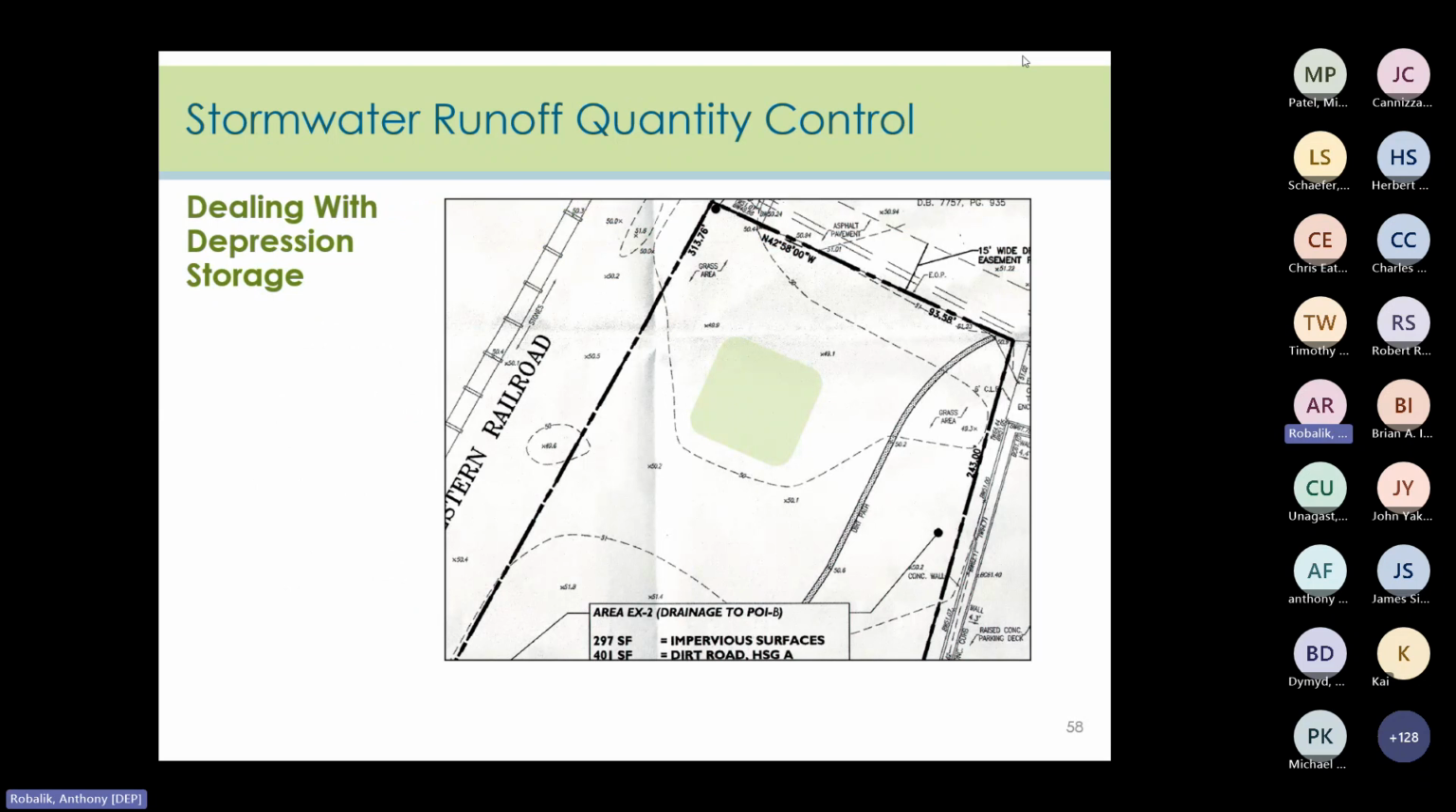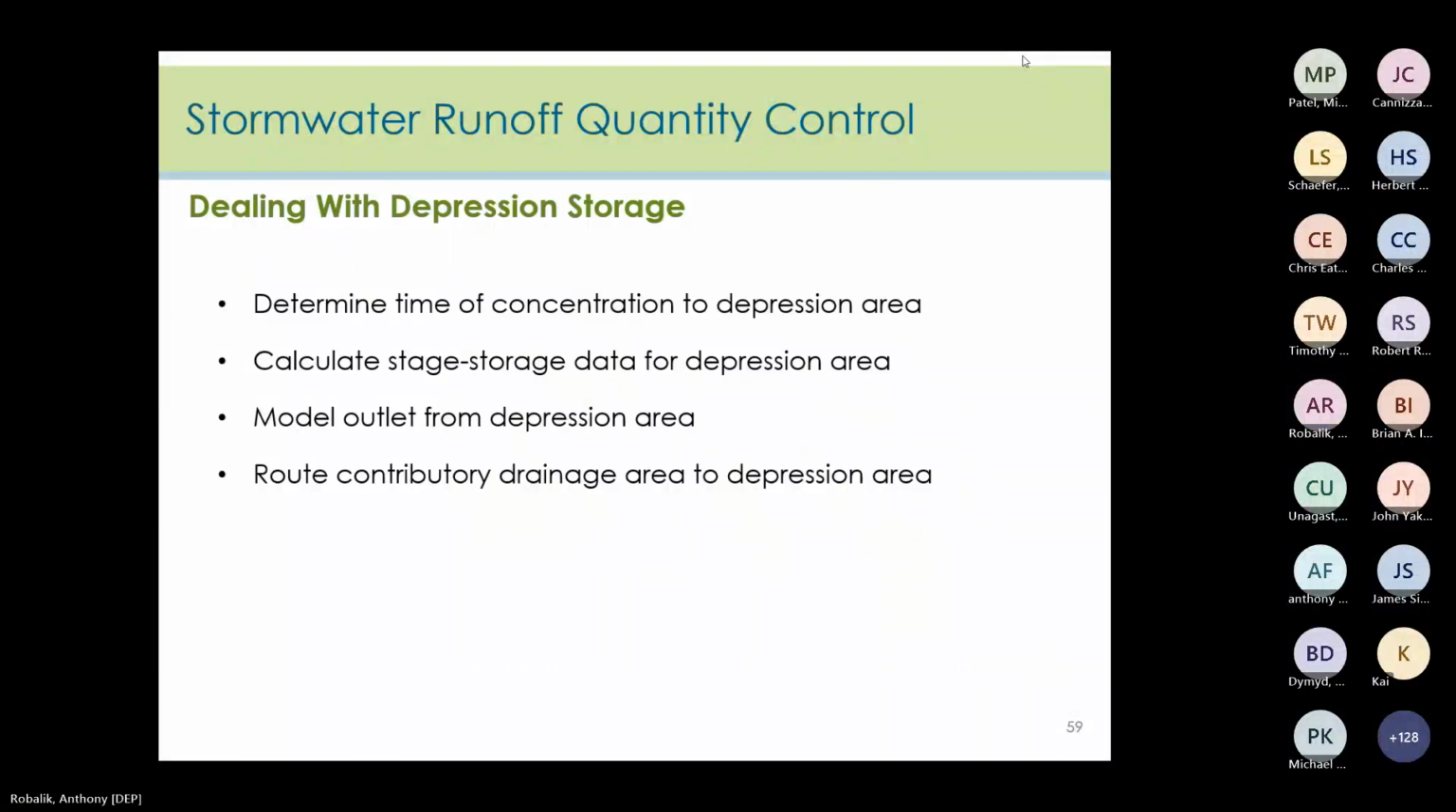So this is the one example of depression storage that we saw earlier. Had this site been modeled accurately, accounting for the depression area, there most likely wouldn't be the issues that exist on site today. So when dealing with depression storage, the reviewer must make sure that there's the time of concentration to the depression area, calculate the stage storage data for the depression area, model the outlet from the depression area, and route the contributory drainage area to the depression area.